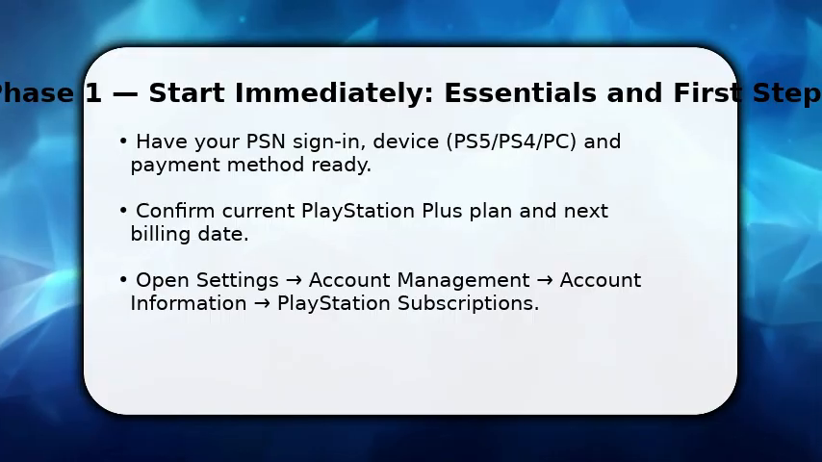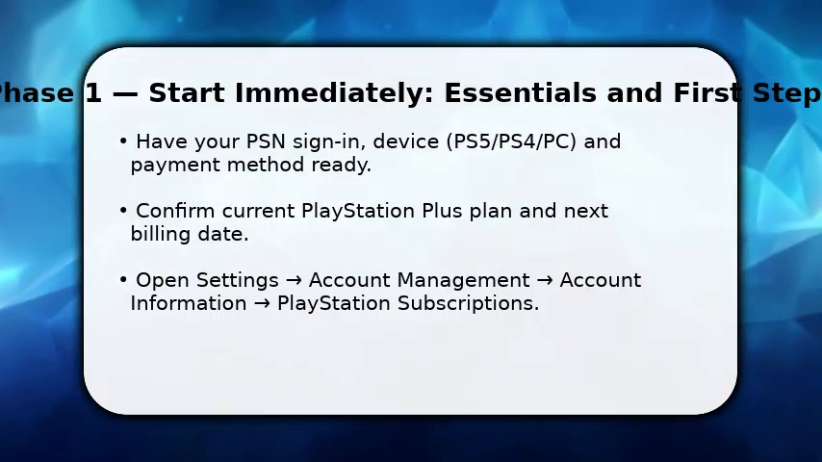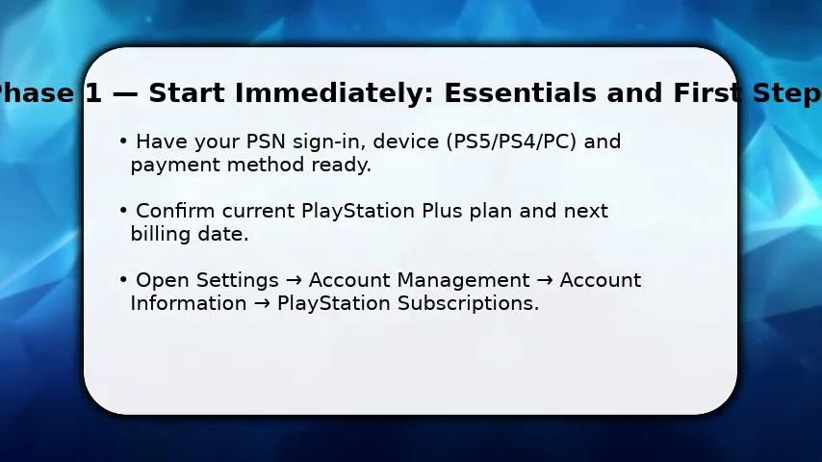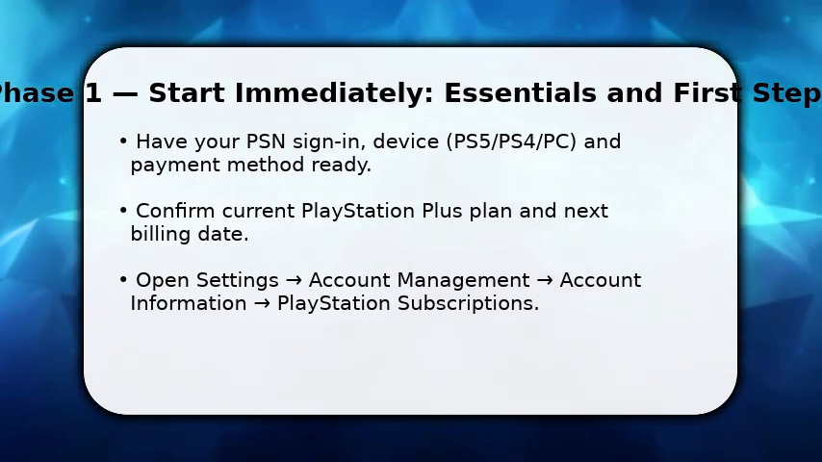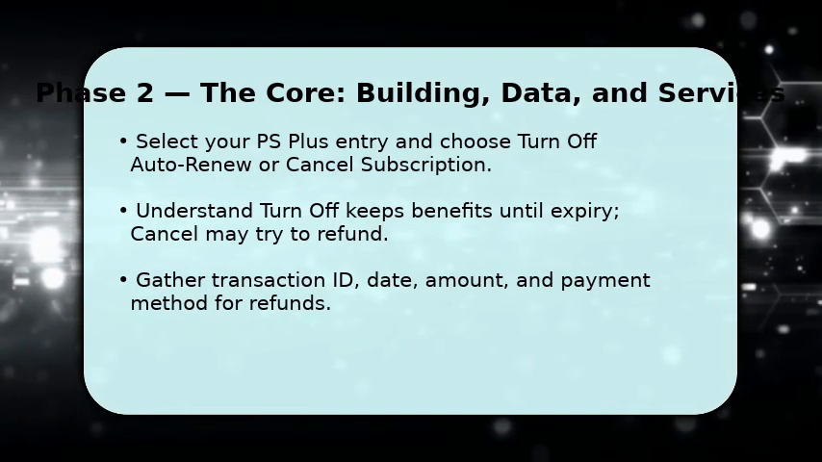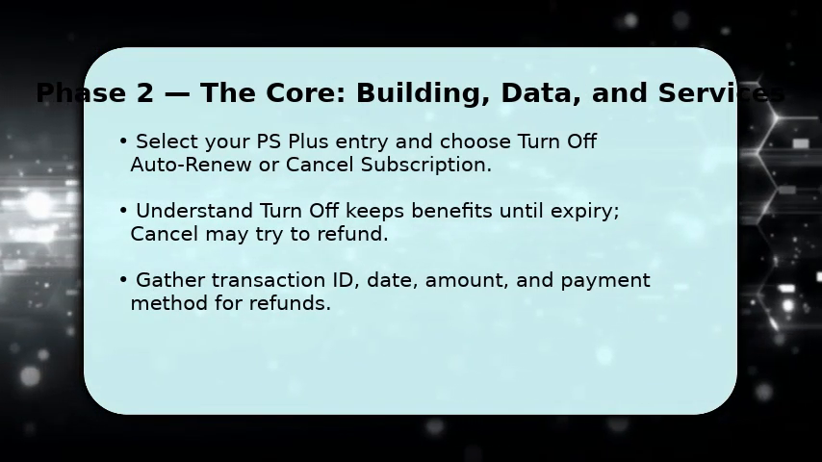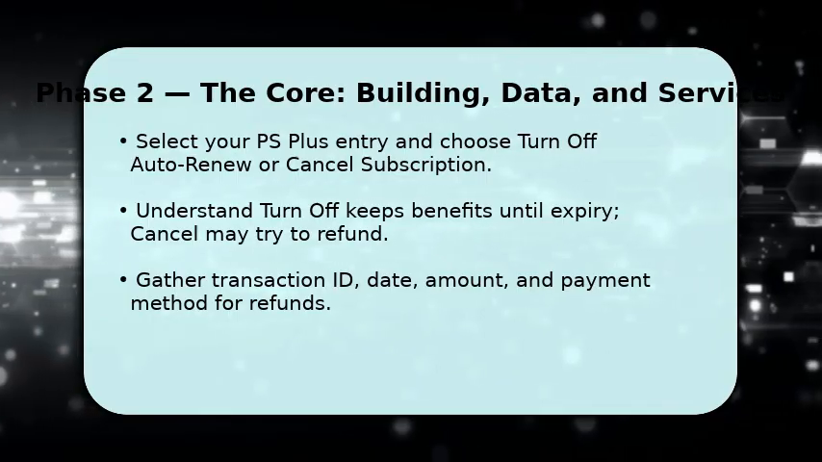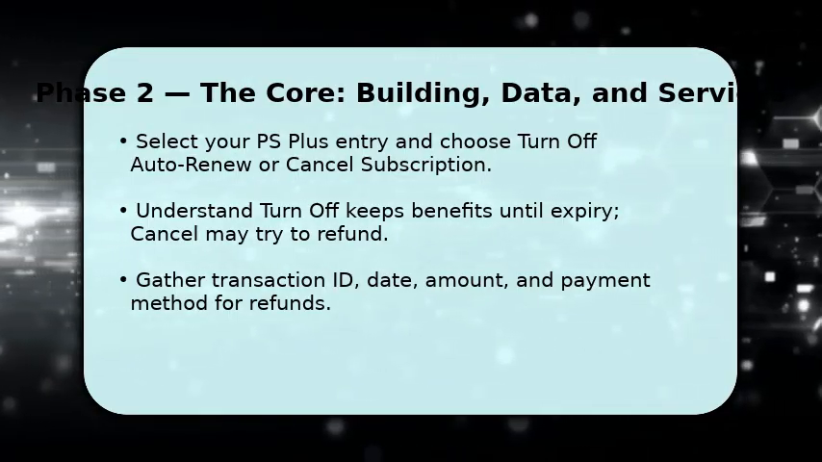If you see auto-renew enabled, choose the subscription entry. This first action prevents new charges while preserving any remaining access until expiry. Once you select the PlayStation Plus subscription, decide whether to turn off auto-renew or request an immediate cancellation/refund. Turn off stops future billing, but keep service until the period ends, which is often preferable.